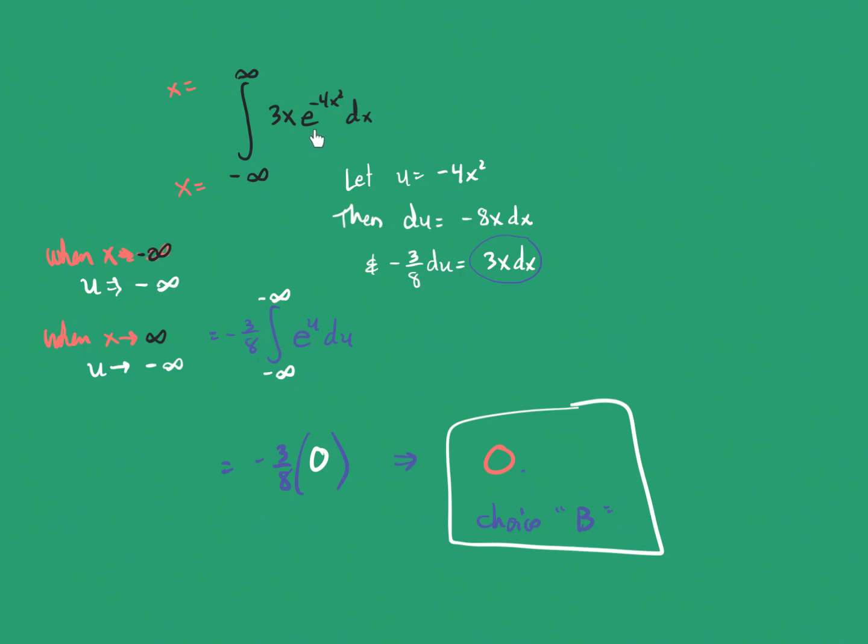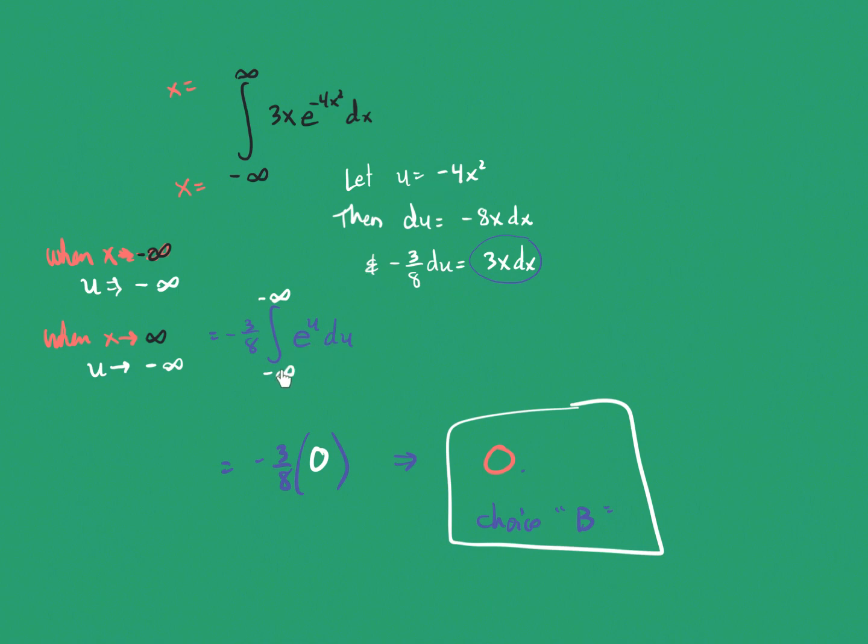All right, for this problem, let u equal the power. And then du is negative 8x dx. And to match the 3x dx, we just have to multiply both sides by negative 3/8. So negative 3/8 du gives us the 3x dx. So all that's left is the e to the u power.